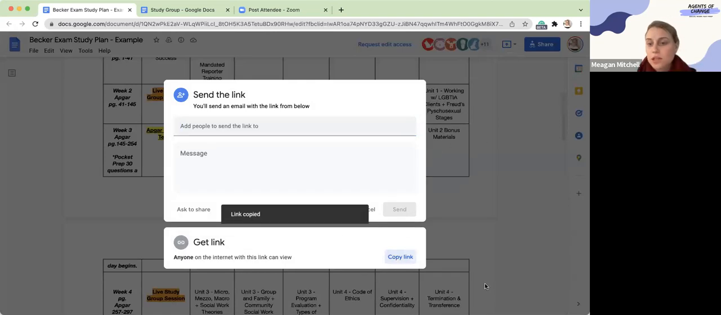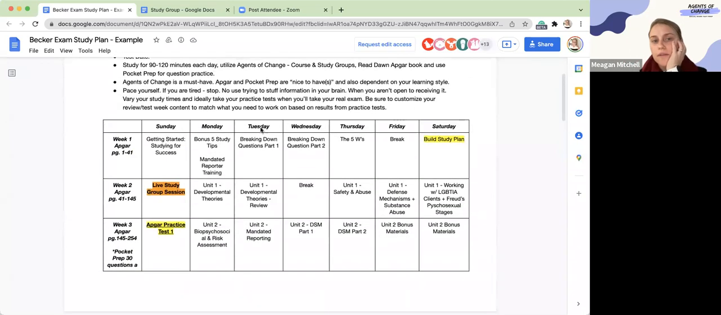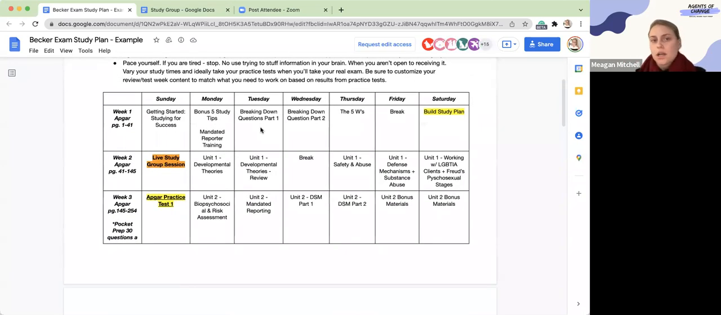This is a sample study plan from someone that just recently passed, I believe last week. I'm sharing it in the chat. I will also share it as well. It's very important. Why I love this is this was very organized. You should do this if you have not yet, because it gives you a structure to work from. It knows that on Monday when I sit down, I'm doing mandated reporter, and the following Monday I'm doing unit 1.